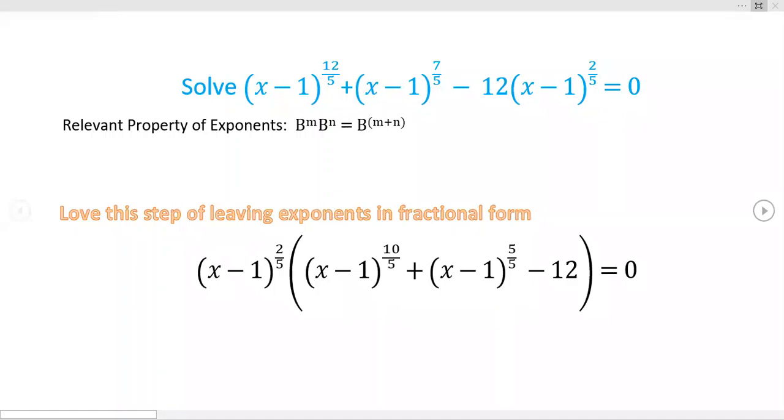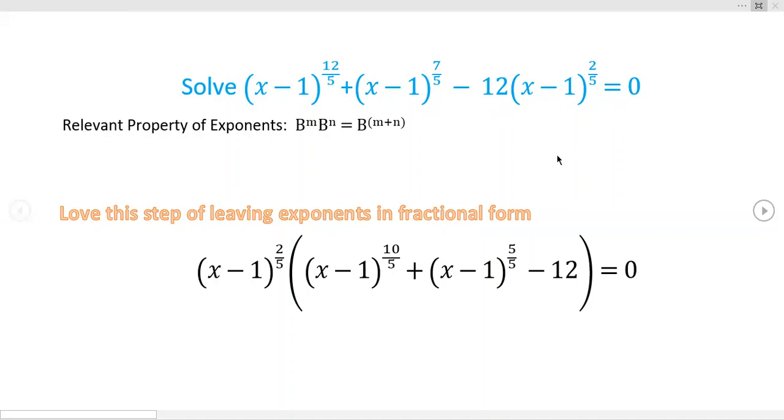Good afternoon, everybody. I have an interesting equation here for you that involves rational exponents. It's a three-termed expression. It reads (x minus 1) raised to the 12 over 5 power plus (x minus 1) raised to the 7/5 minus 12 times (x minus 1) raised to the 2/5. So the most salient feature of this is that all three of the exponents are rational. They're fractions: 12 over 5, 7 over 5, and 2 over 5.